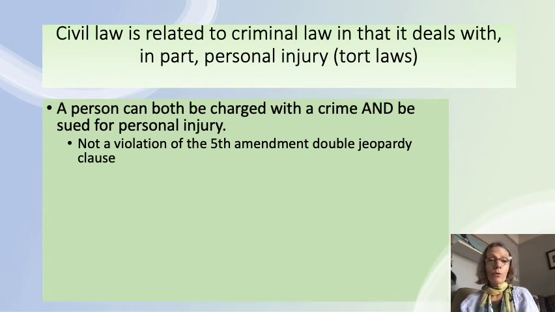Well, if you are charged with a crime and sued for personal injury, you're not being charged twice for a crime. You're being charged once for homicide, let's say, and then you're being sued by the family that lost their loved one. Okay, so it doesn't violate the double jeopardy clause in the Fifth Amendment.